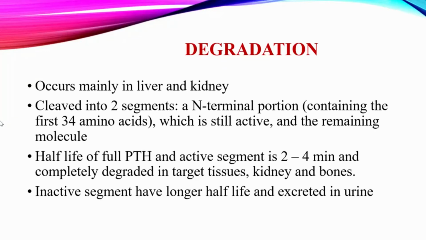So the half-life of full parathyroid hormone and active segment is around 2 to 4 minutes, and they are completely degraded in the target tissues, kidney and bones, into free amino acids. The inactive segments have a longer half-life, but they are metabolically inert and are eliminated via the urine.